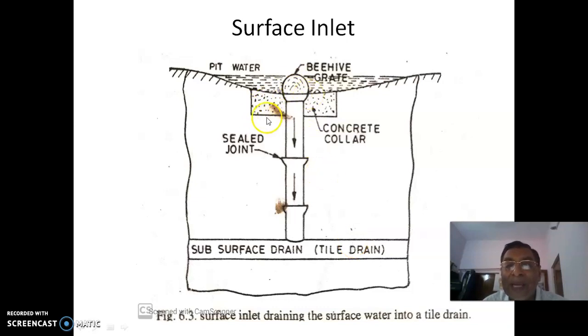So around this pipe you can put a concrete collar, and of course sealed joints are there. Okay, these arrangements are self-explanatory. There is a kind of water stagnated here.